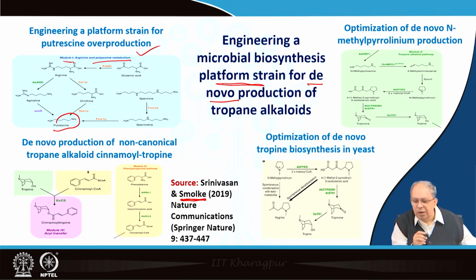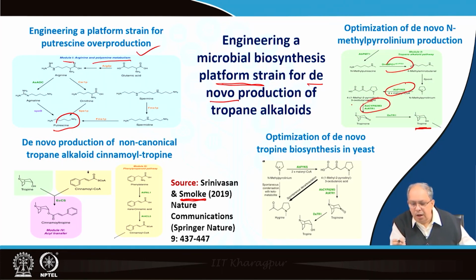Next, let us see module 2. Module 2 is basically to make tropane. So, how have they done it? They basically sourced several genes from plants, and these genes were subsequently transferred and expressed in the yeast system, and as a result of their success, they could see that tropinone and tropane can be produced in the yeast.